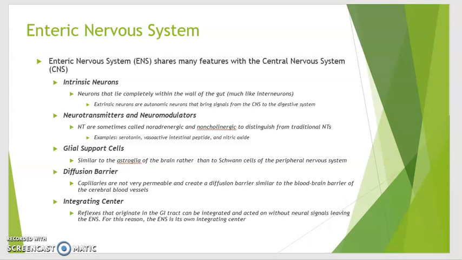Additionally, the enteric nervous system has glial support cells. This is similar to the astroglia of the brain, rather than to the Schwann cells that we would see in the peripheral nervous system. So once again, reflecting its parallel with the CNS. The enteric nervous system has a diffusion barrier. This is where the capillaries are not very permeable, which creates this barrier, and that's very similar to the blood-brain barrier that we find in the cerebral blood vessels.